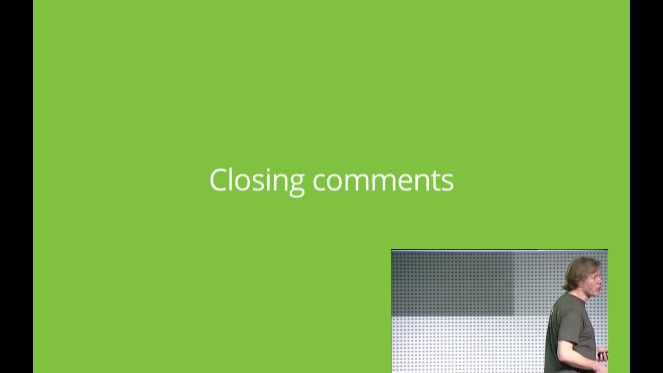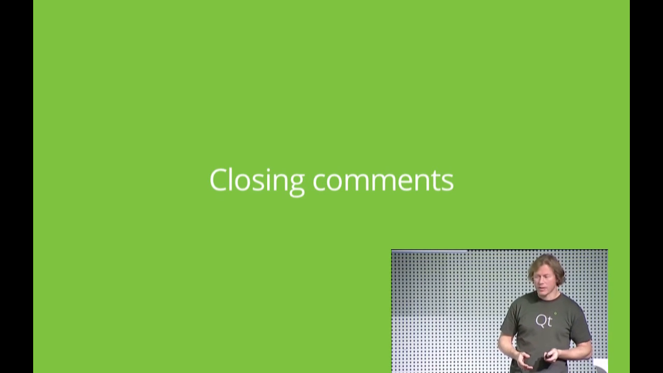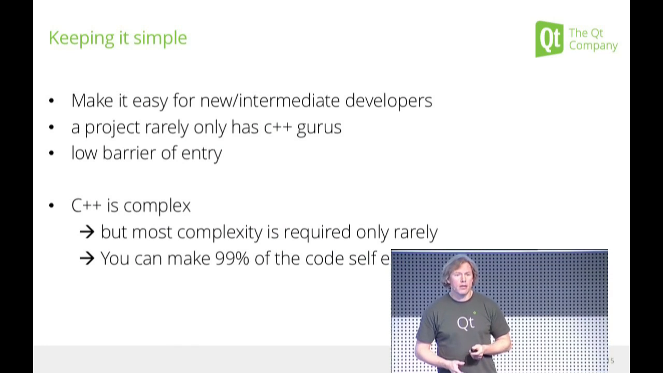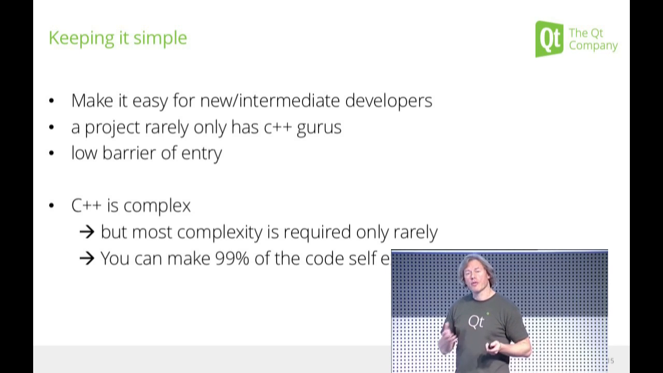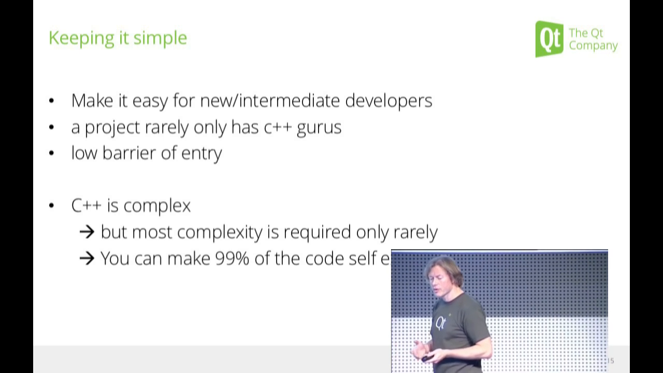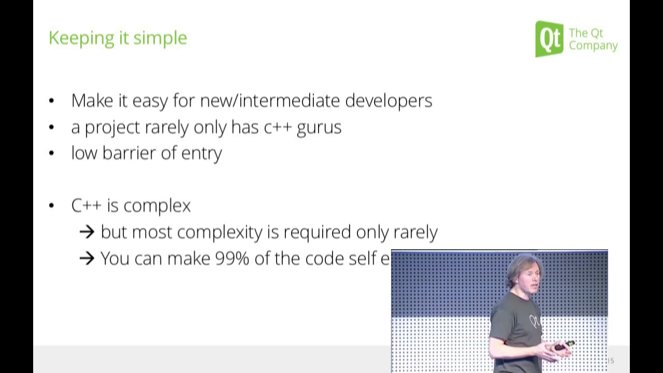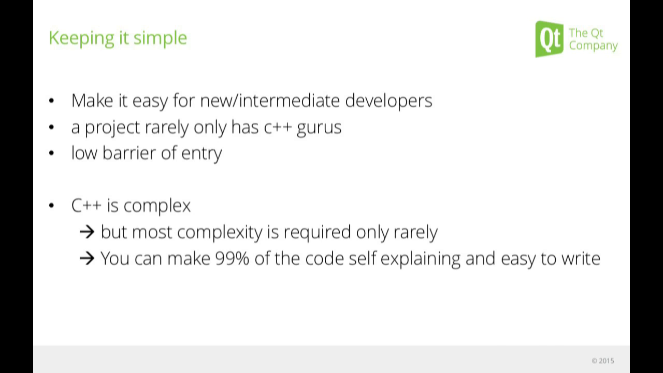So, a little bit of closing comments, and then I hope I'll have some more time for questions in case you have some. One of the things that's really important is to keep it simple. One of my goals when we're doing Qt is always to make it easy for new and intermediate developers to get in and start understanding the API. Keep the effort for people to learn your APIs to a minimum. If you have a low barrier to entry, it's much easier to get more people to use your things.